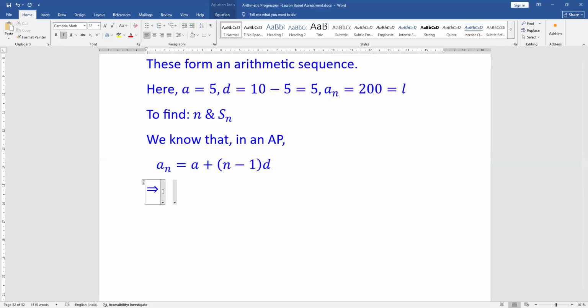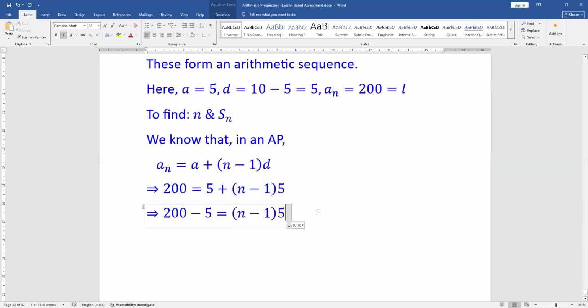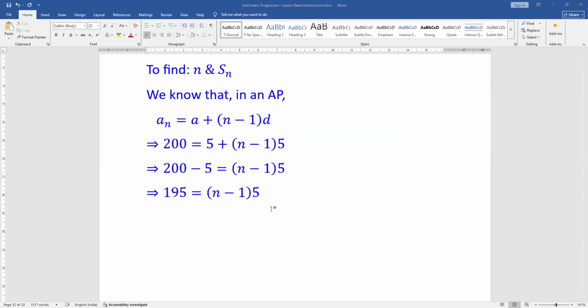So a n is equal to 200, equals 5 plus n minus 1 into D value. D value is 5. Then I have 200 minus 5. See, 5 you are going to transpose to the left hand side. So 200 minus 5 equals n minus 1 into 5 on the right hand side. Okay. Then 200 minus 5 will give you 195 is equal to n minus 1 into 5. Okay. Now you have to do the cancellation. So let's do the cancellation. 5 ones are 5, 5 3s are 15, 5 9s are 45. So 39 equals n minus 1.